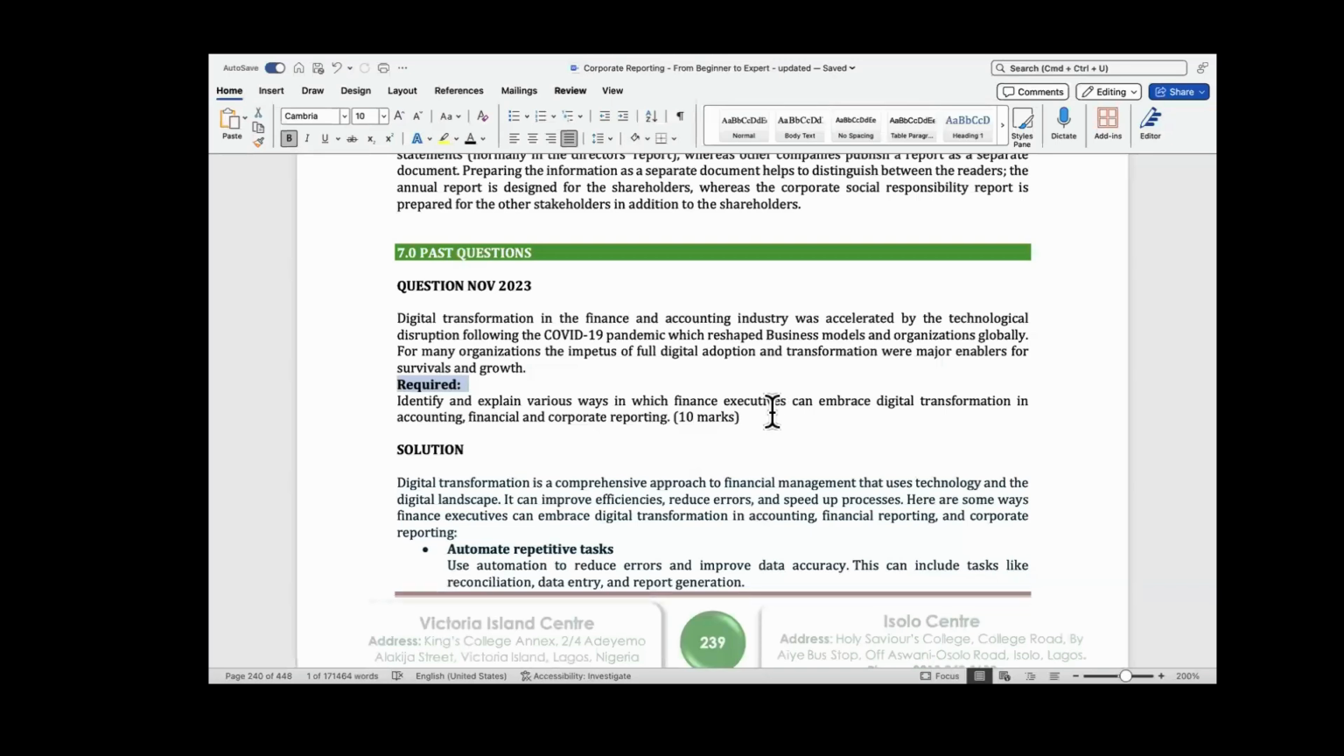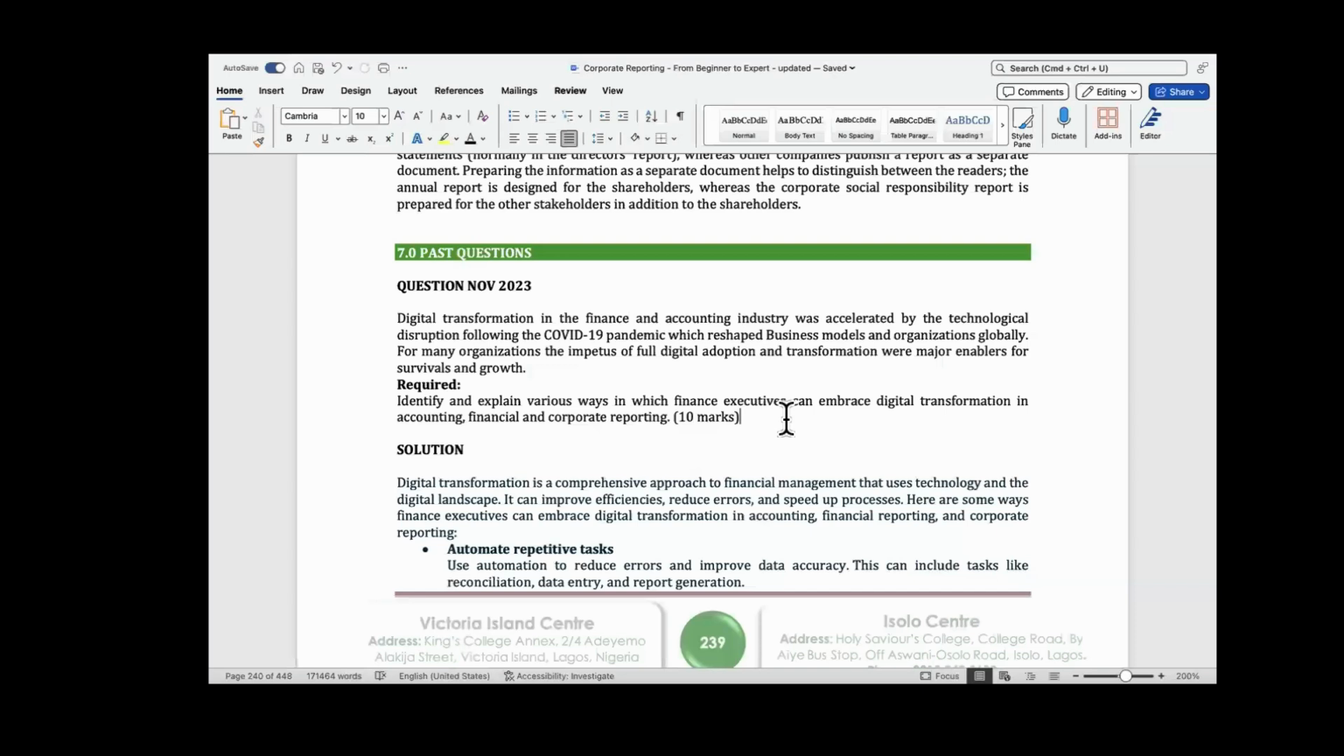So this one is talking about how the finance executive would embrace digital transformation. When it comes to digital transformation, you will know that it's all about automation. It is so much about how you can improve all areas of your accounting and operations with information technology, and how you can incorporate enterprise resource planning.